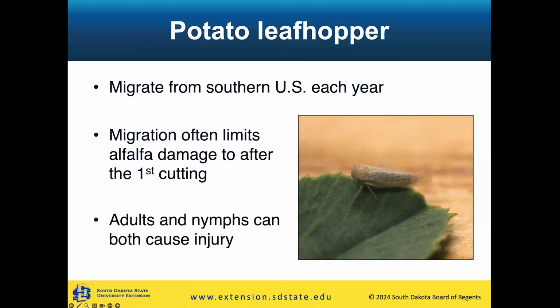So the adults and the nymphs have this little green bullet-shaped body, super tiny. That's one there on an alfalfa leaf. But the adults and nymphs can both cause that damage.